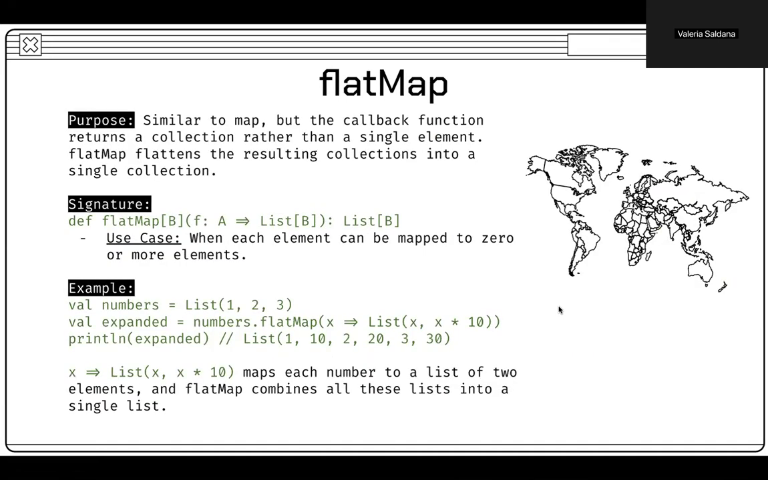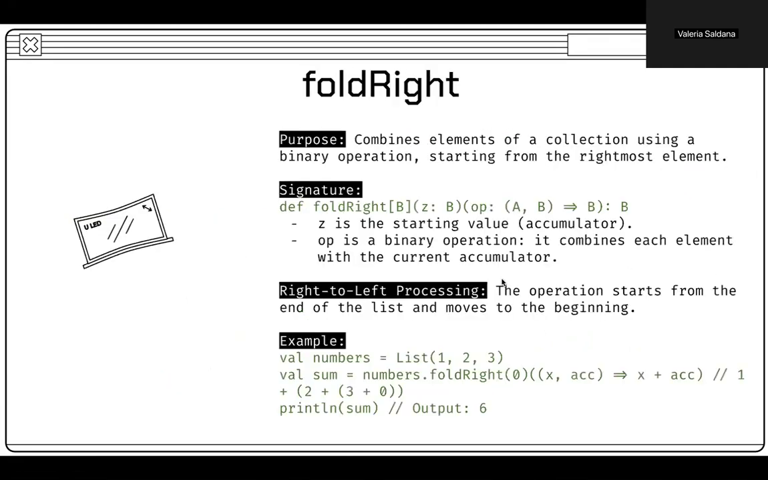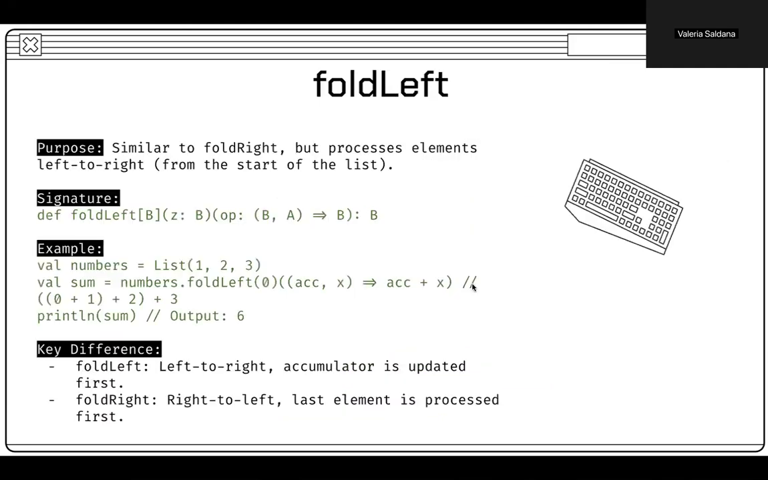Next is flat map, which is similar to map but flattens the resulting collections into a single list. In this example, each number is mapped to a list of 2 elements, and flat map combines them into one list. Fold right and fold left are very similar, but fold right starts from the rightmost element while fold left starts from the left. Folding operations aggregate elements of a collection. In these examples, fold right and fold left both calculate the sum of a list, but the order of processing is different.